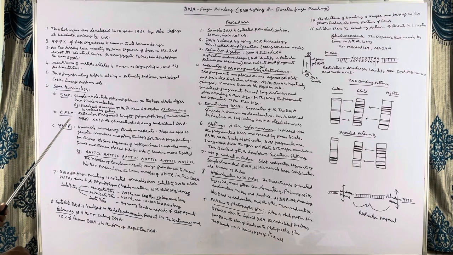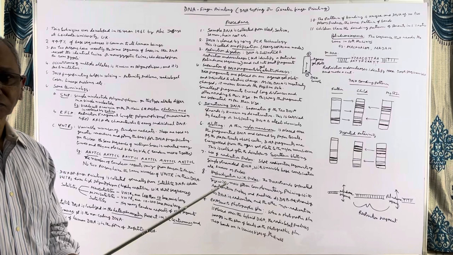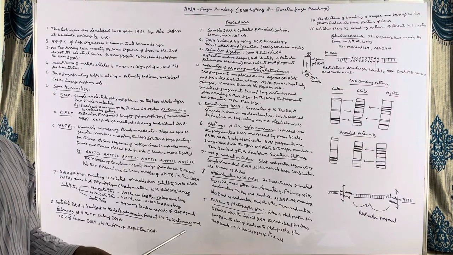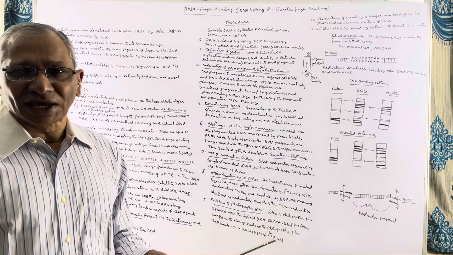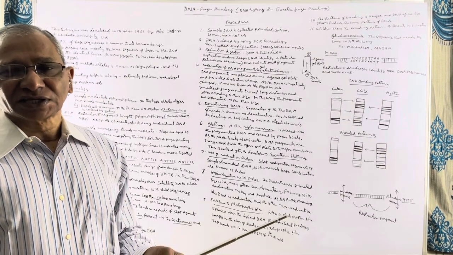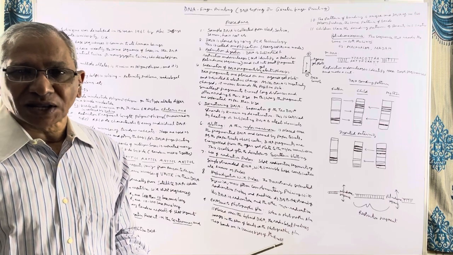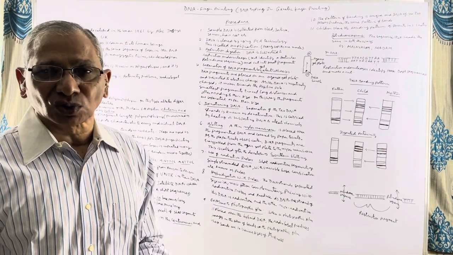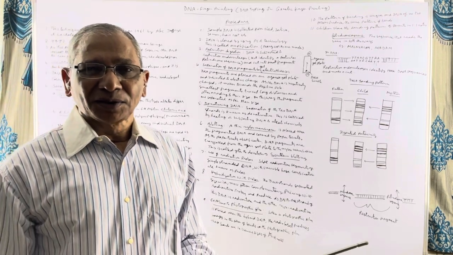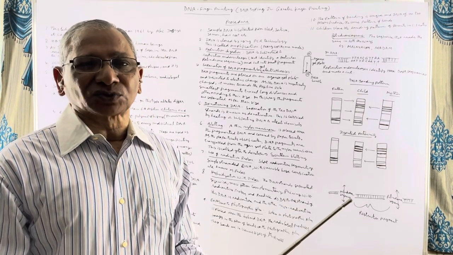Then, another term you have to remember, RFLP. That means restriction fragment length polymorphisms, pronounced as riflip. What is the meaning of this? Restriction fragment. What are restriction fragments? We know that there is one class of enzymes known as restriction endonucleases that identify a particular base sequence known as palindrome sequence. So they identify a palindrome sequence and make a cut in that one.